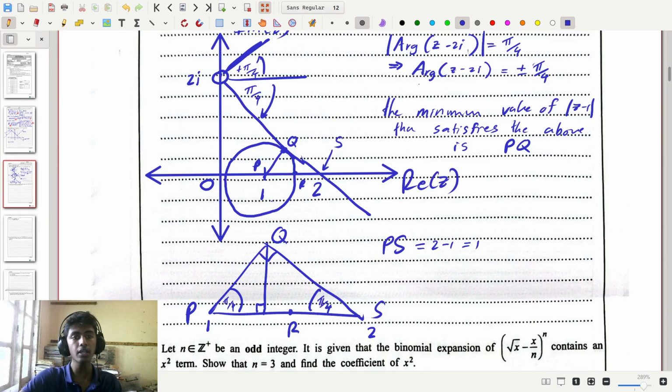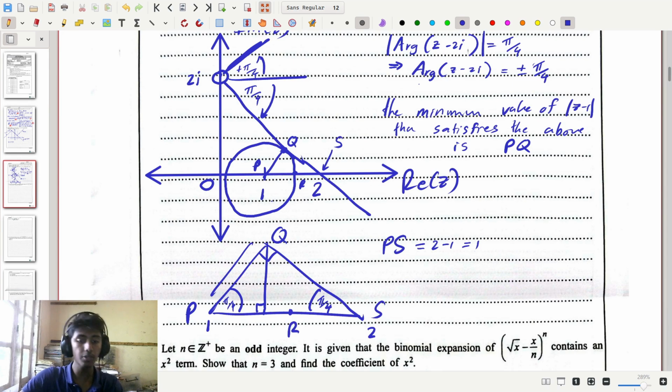How do we know that? Well, this is pi by 4 radians, and this line and this line are perpendicular, so parallel to each other, which means that this angle and this angle will be equal to each other. So this angle here is also pi by 4 radians. So now with this information, we can now find the length PQ that we're interested in.